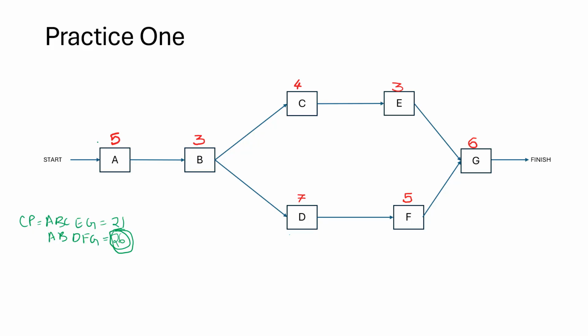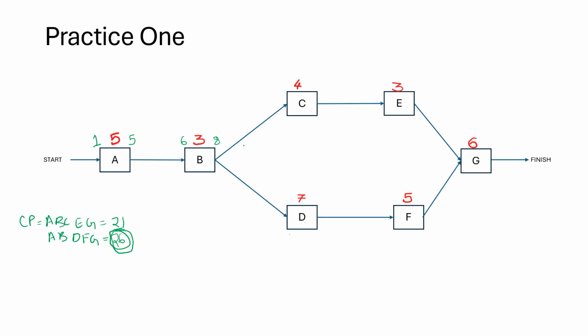Now let's do the forward pass on this schedule. We always start from day 1. This is the early start for task A. And what is the early finish? 1 plus 5 minus 1. So that will be 5. So task B can only start on the 6th day. And what is the finish for this? So all of day 6, all of day 7, all of day 8. So 8. And now this is a divergence point.